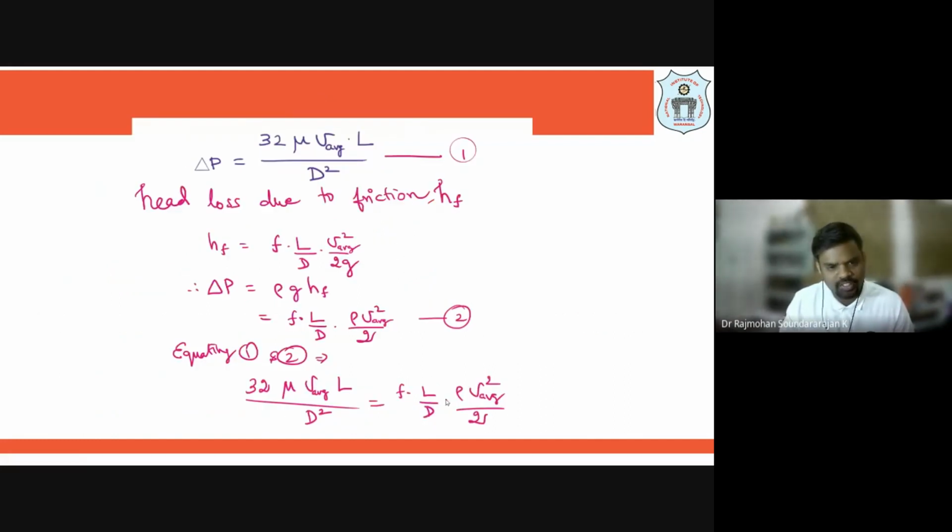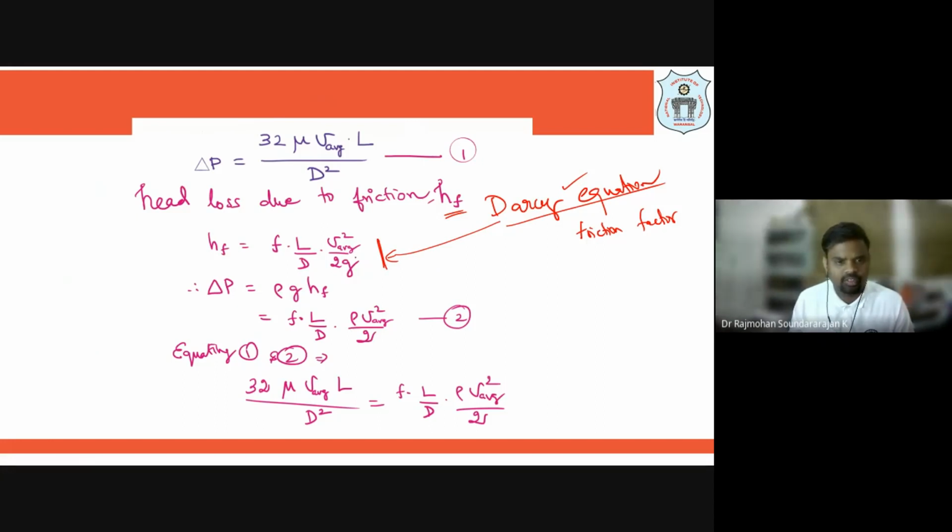Before that, we want to define what the friction factor is. The friction factor is defined by the Darcy equation. We also have a Darcy friction factor. The Darcy equation gives us the head loss due to friction, HF, which is given by F into L by d into V square by 2g. If you consider average velocity, it is V average square by 2g. So that is our Darcy equation. This equation is commonly available in all the textbooks, so we can refer to it for details.